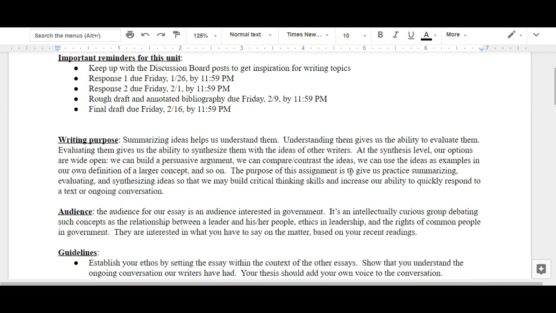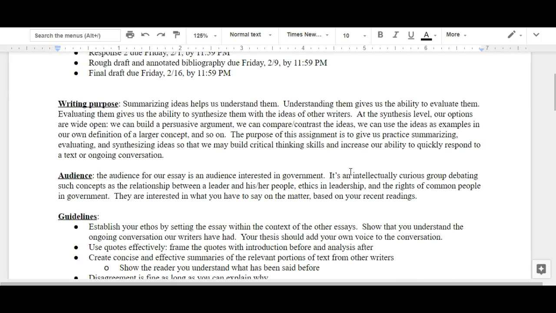Our writing purpose is going to remain consistent throughout the semester. Essentially, we are getting practice summarizing, evaluating, and synthesizing ideas in order to create a strong academic essay. We'll essentially be writing the same essay 4 times throughout the semester, but you're going to get better at it each time.